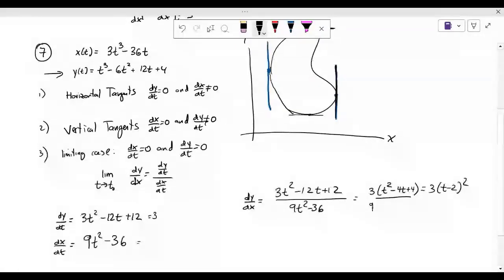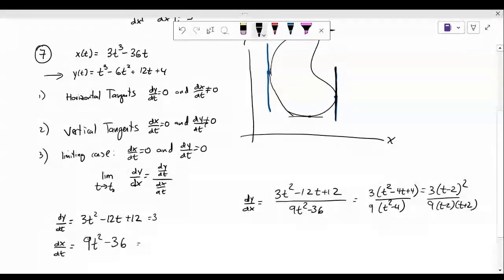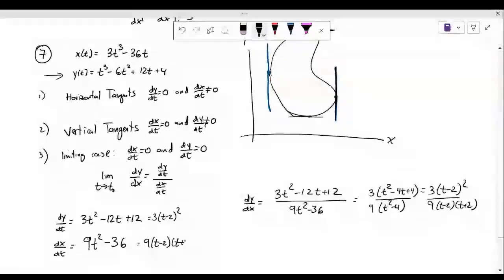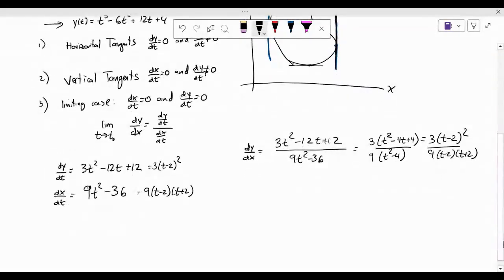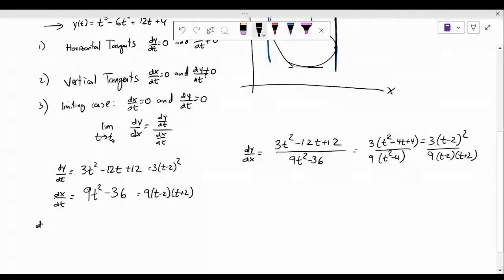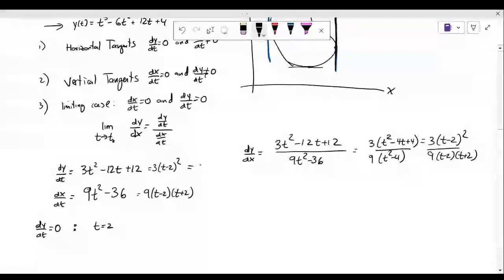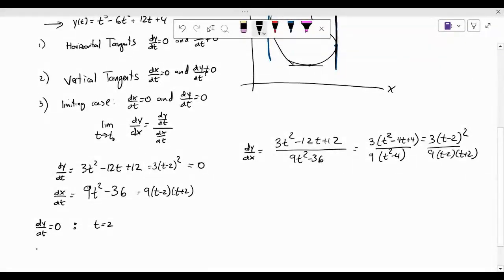Downstairs we see that we can factor out a 9. And then we get a difference of squares in the denominator, so t minus 2 times t plus 2. All right, so we're on the hunt for dy/dt equals 0. For which values of t? When t is 2, right? We just set that derivative equal to 0, solve for t. And we see that dx/dt is 0 if t is either positive 2 or negative 2.